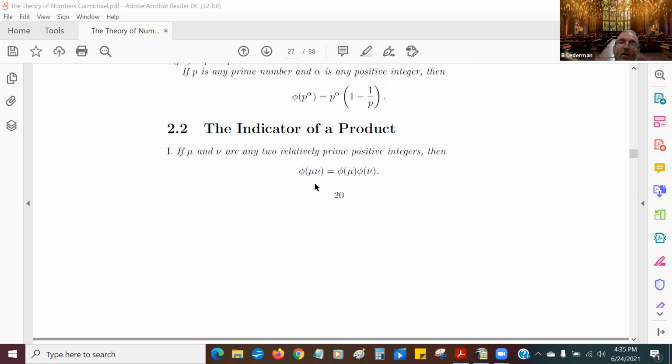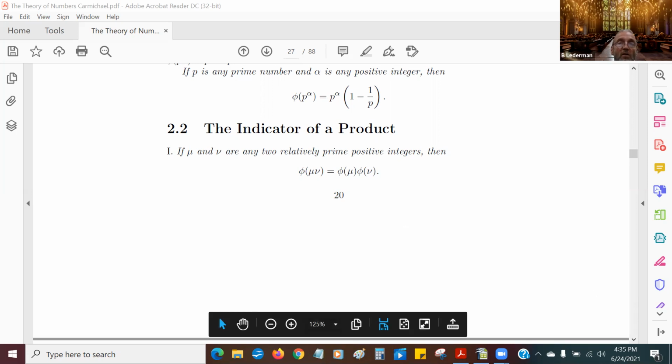If u and v are relatively prime positive integers, then phi of the product uv is equal to phi of u times phi of v. And that is going to be very, very useful. Let's just see examples of how that works out.